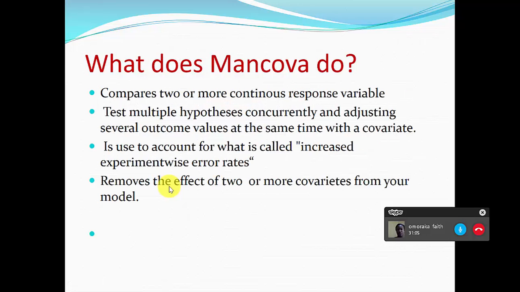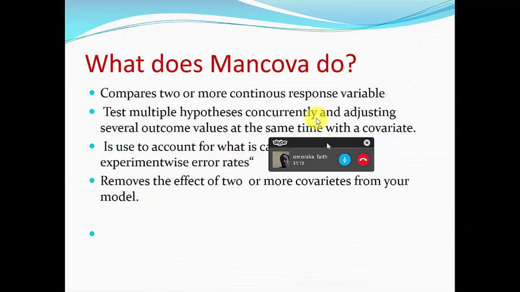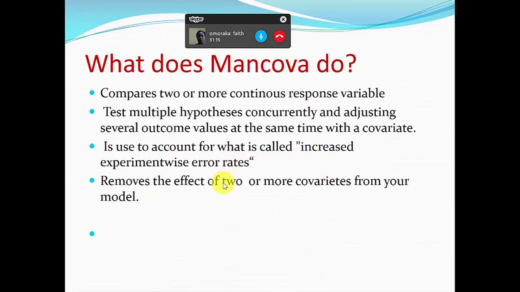Slide 19 will be telling us what MANCOVA does. Now, MANCOVA compares 2 or more continuous response variables. It removes the effect of 2 or more covariates from your model, and is also used to account for what is called increased experiment-wise error rates. MANCOVA also tests multiple hypotheses concurrently and adjusts several outcome values at the same time with a covariate.